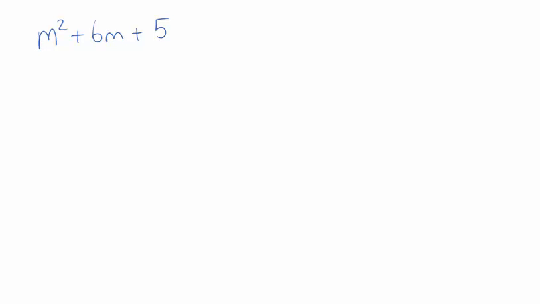Alrighty, so you think you know about factorizing. Let's see. Here's a quadratic. We want to factorize it. Factorizing means putting it back into brackets. So we have two sets of brackets that are going to multiply out to give us this.